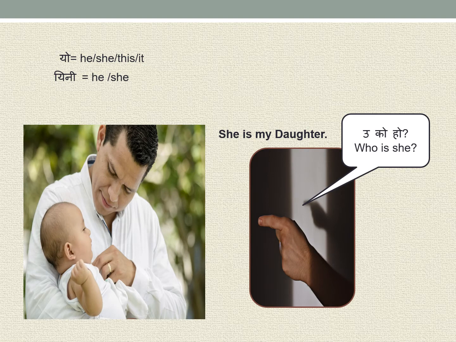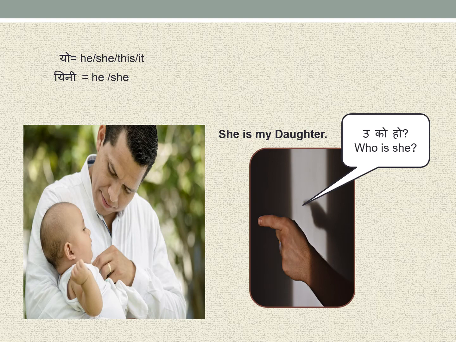Yo, which means he, she, this, it. We can use yo for humans as well as animals. Yo is used to point out a person or a thing which is nearby us. We can use this for a younger person or a child if they are beside us. And medium form of yo is ini, which means he or she, which is also used for anyone who is beside us. The only difference is that ini is more respectful than yo.